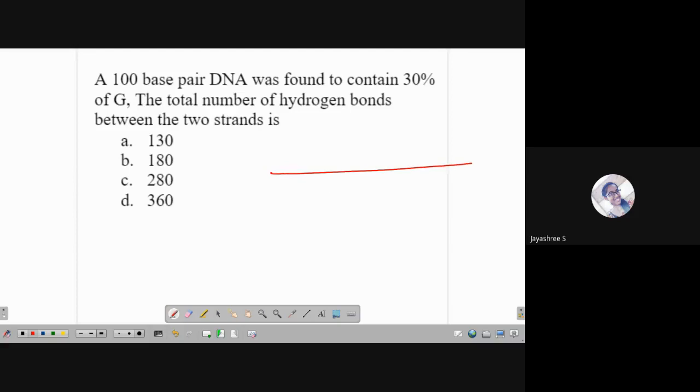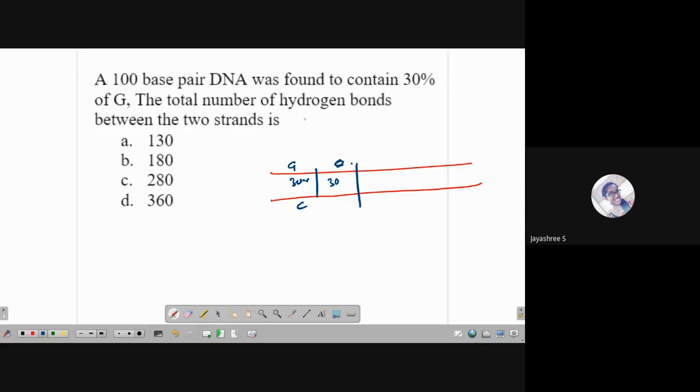We have 30% of G in 100 base pairs. So 30 will be guanine and 30 C. So between each G and C, we have 3 hydrogen bonds. So 30 into 3, it's 90. Um, G is 30%, right? Yeah. So C will be 30.